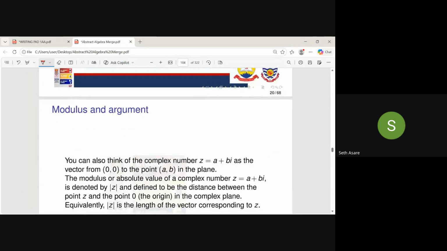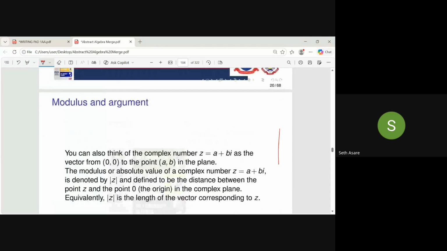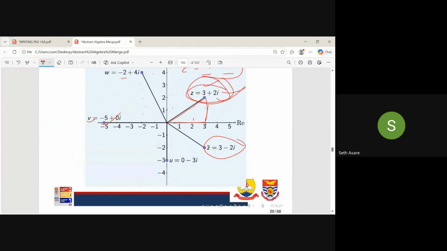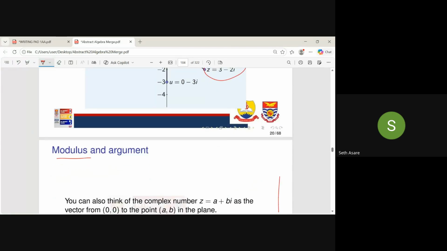All right? Okay. Now, let's see another thing. We can also think of complex numbers as a vector from 0 to a point (a, b). That's what we have said. Look at that, from 0 to here. Now we are going to talk about modulus and also the argument.